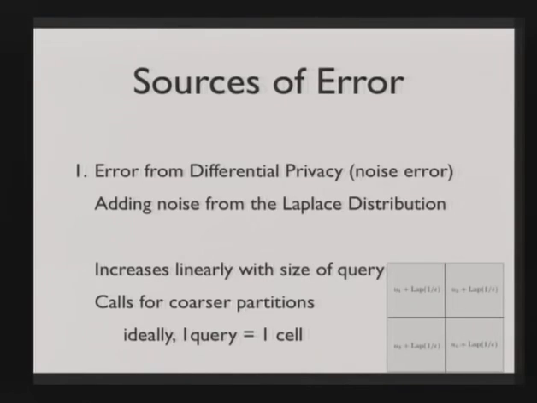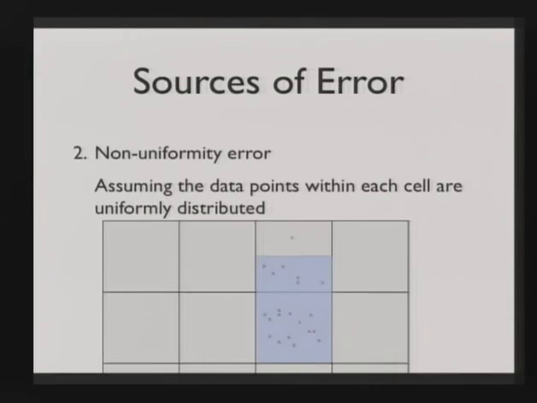Now let's look at another source of error that we might incur. The other source of error is what I will call the non-uniformity error. So when I simply release the count of all the nodes that occur within 1 cell, I am assuming that all these nodes in the cell, or these coordinates in the cell, are uniformly distributed. But this might not be the case in reality.